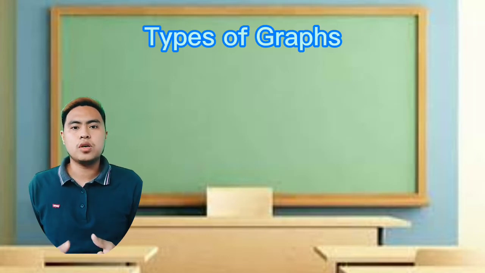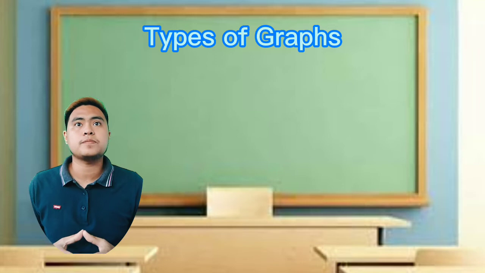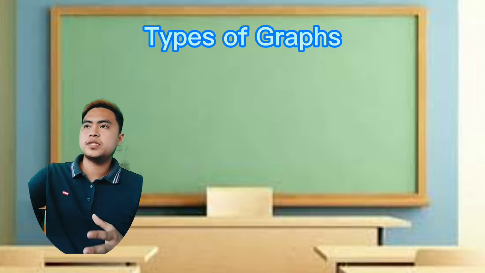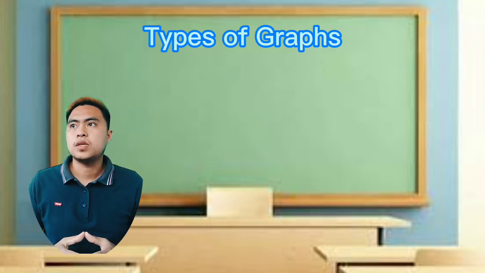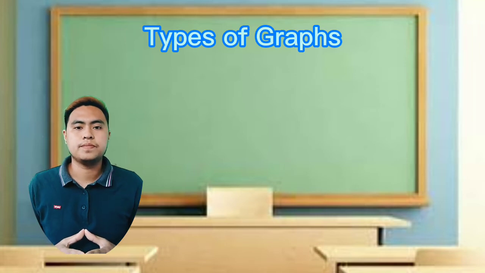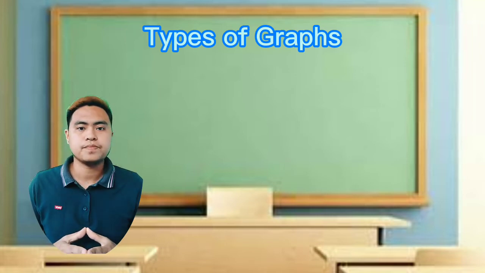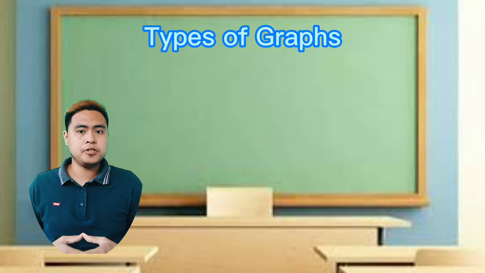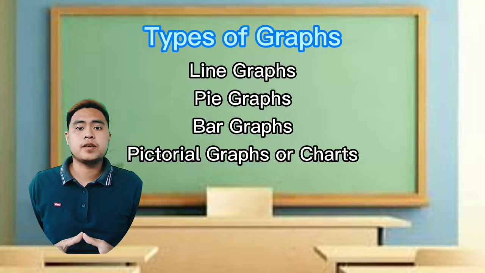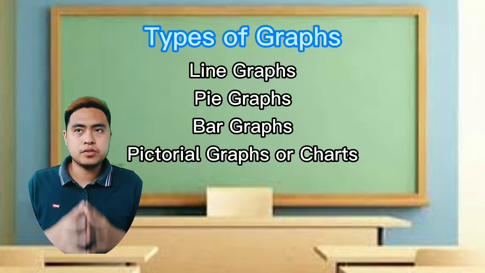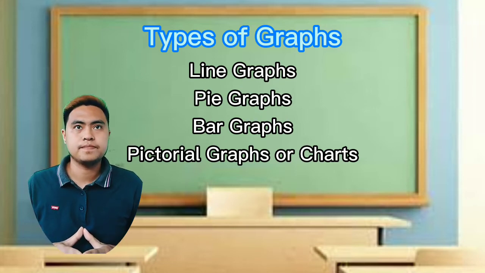Who among you here knows about the types of graphs? Okay, Miss Angela. Okay, very good. That's good. The types of graphs are line graphs, pie charts or pie graphs, bar graphs, and pictorial charts.